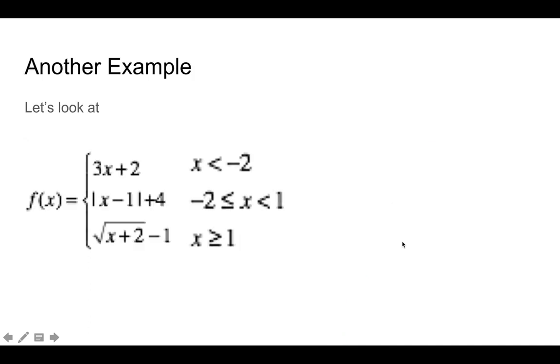Okay, and one more example. We want to consider this piecewise defined function. We've got this line 3x plus 2 for x is less than negative 2. This absolute value shifted to the right 1 and up 4 between negative 2 and 1. And this square root function, that's shifted left 2 and down 1. And we're using that formula when x is greater than or equal to 1.